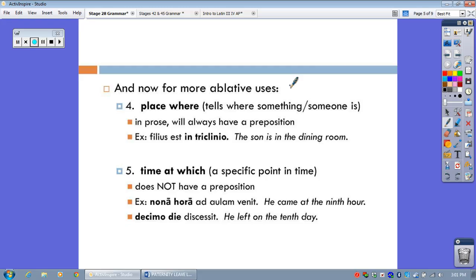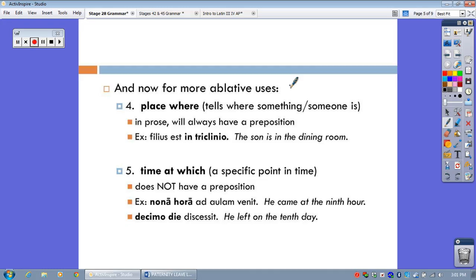You have seen these since the beginning of the Red Book, as in this sentence, which I just took straight from the first stage. Filius est in triclinio. The son is in the dining room. That's really easy. Ablative place where.